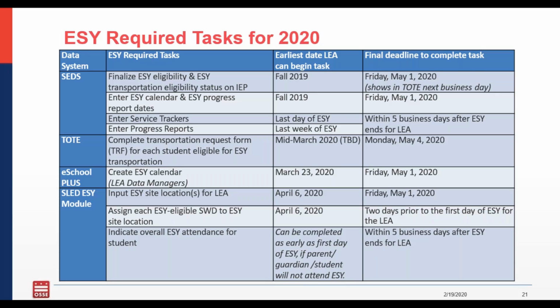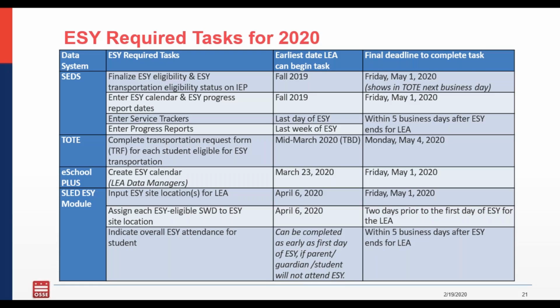You're also going to be assigning each ESY eligible student to an ESY site location. We ask that you start that as early as April 6th, but you can do that up until 2 days prior to the first day of ESY services. And then we also want you, within the SLED ESY module, to be indicating overall ESY attendance for the student. The earliest date that you can do that is as early as the first day if the parent or the student's guardian or the student themselves tells you that they will not be attending ESY.